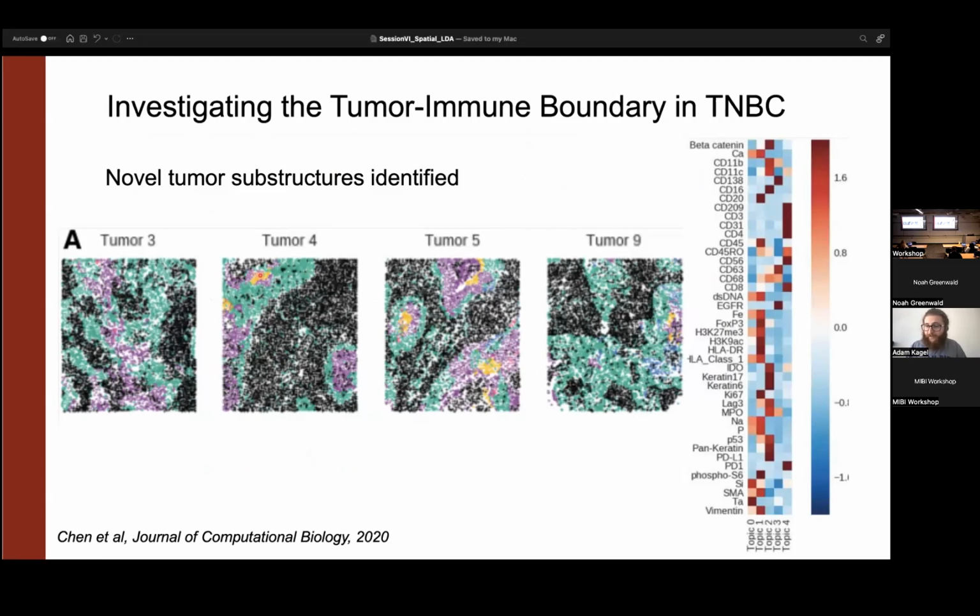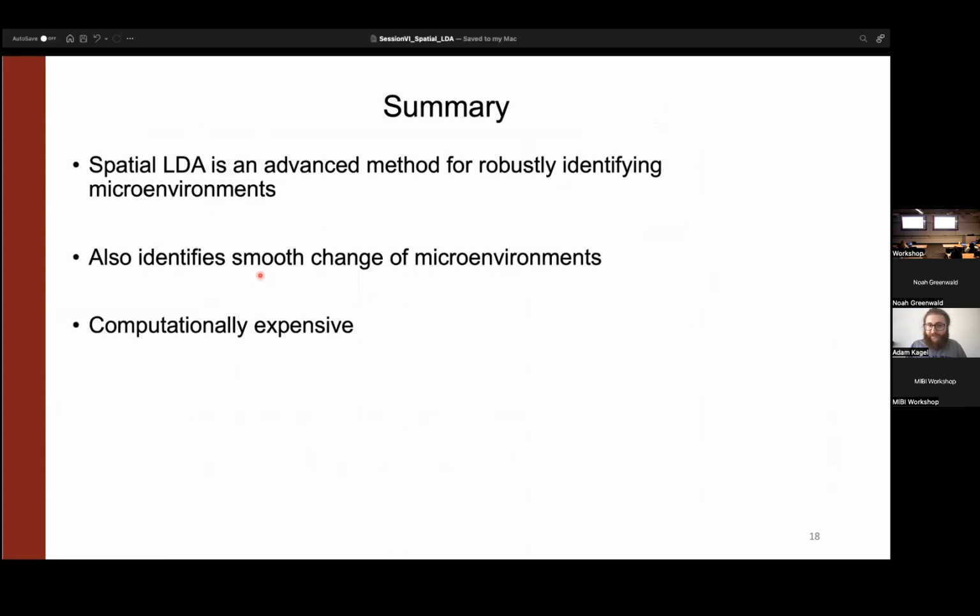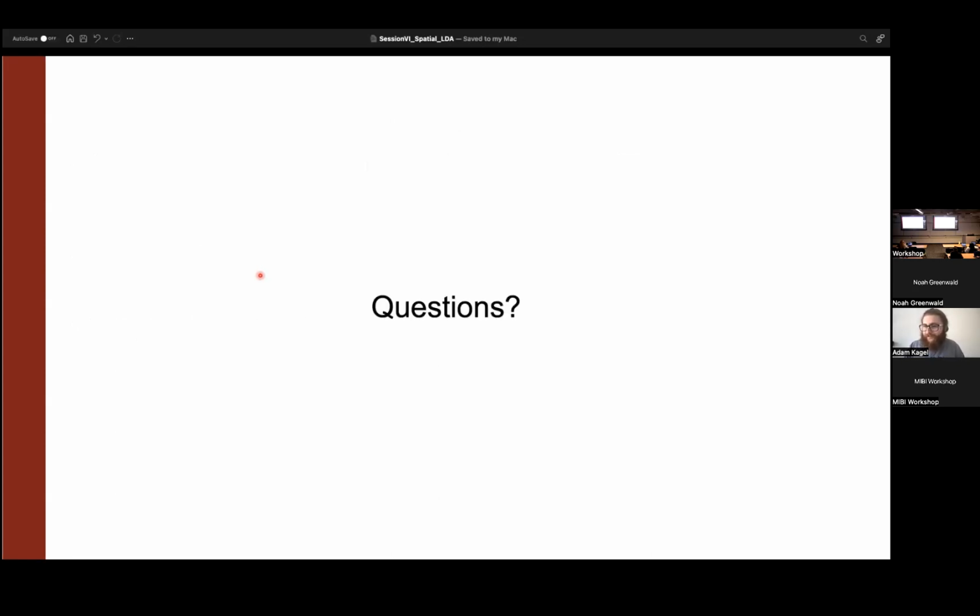Particularly this yellow topic 4 was even found to correlate really well with negative survival rates in TNBC. So there's an argument that it can outperform k-means in that case, especially with these sorts of fine substructure cases and boundary transition cases. But to summarize spatial LDA, it's an advanced method for robustly identifying microenvironments, and it also identifies smooth changes of microenvironments, at the cost of being pretty computationally expensive. Yeah, any questions?